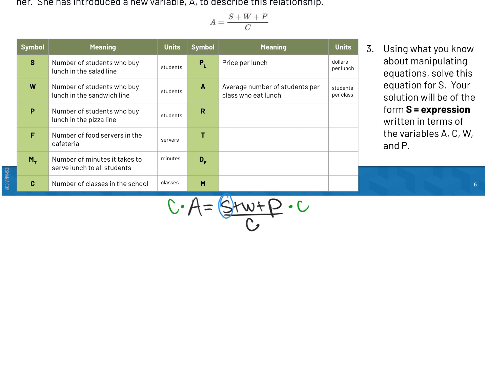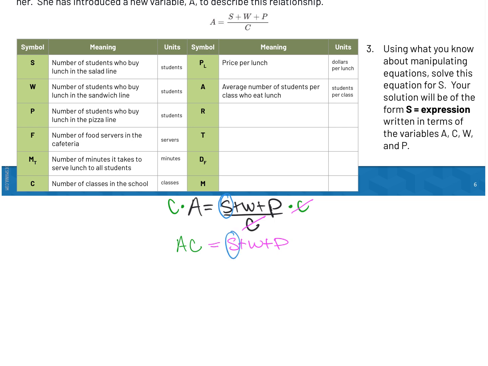And then C divided by C, they cancel each other out. What's left over? We have S plus W plus P. And then notice how we have A being multiplied by C. We can write it either way, either AC or CA, but when they're sitting next to each other, it's multiplication.